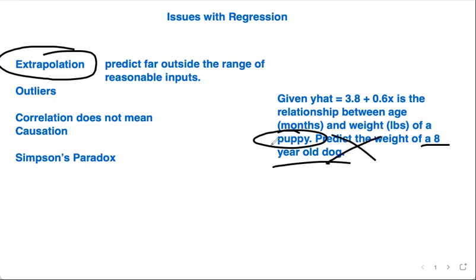We should not do this. It is far outside a range of reasonable inputs. We're doing this for a puppy, so it probably stays to a pretty good line in the beginning, but eventually it tapers off and levels off at some point in its early age. So that's an example of extrapolation.